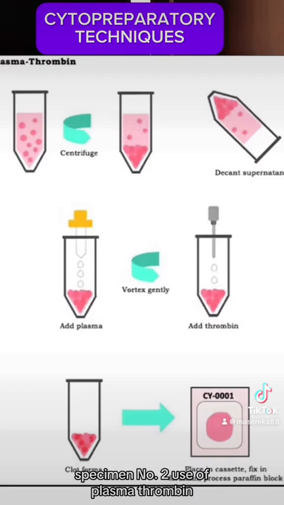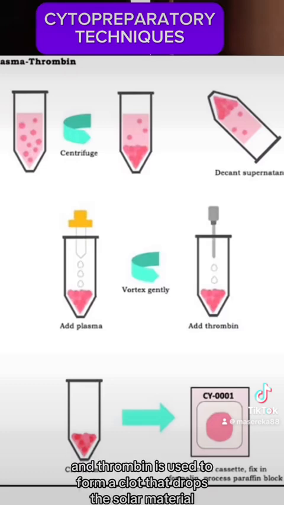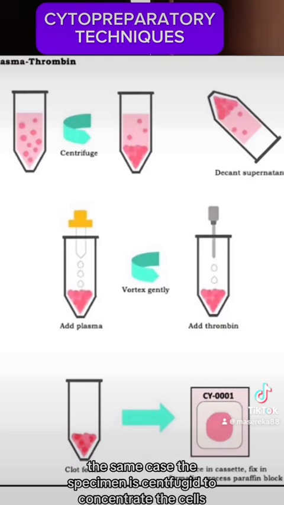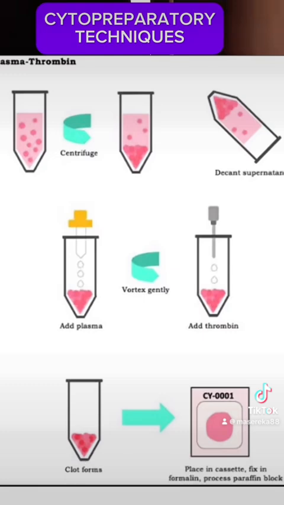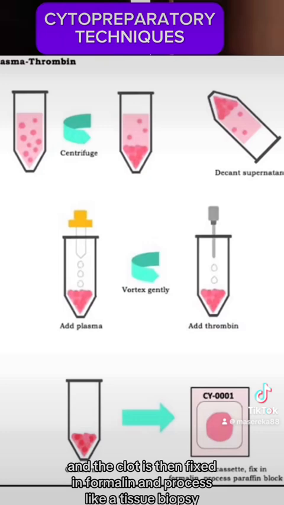Number 2, use of plasma thrombin. So in this, plasma and thrombin are used to form a clot that traps the cellular material. In the same way, the specimen is centrifuged to concentrate the cells, and then a few drops of the patient's plasma or pooled plasma are added to the cell pellet. And finally, thrombin is added to induce clotting, and the clot is then fixed in formalin and processed like a tissue biopsy.